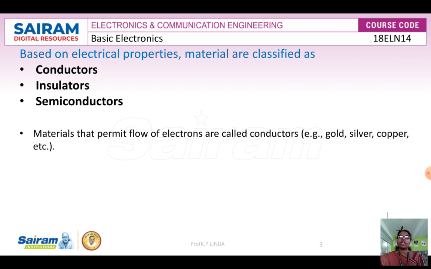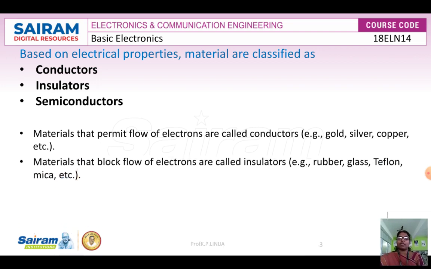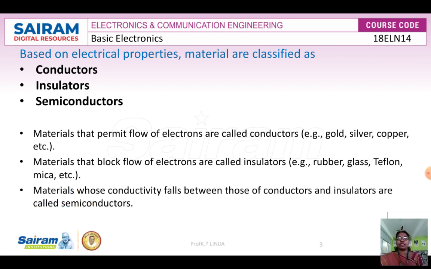Examples of conductors are gold, silver, and copper. Examples of insulators are rubber, glass, Teflon, mica, etc. Now coming to the semiconductor. A semiconductor is a material whose conductivity falls between those of conductors and insulators.